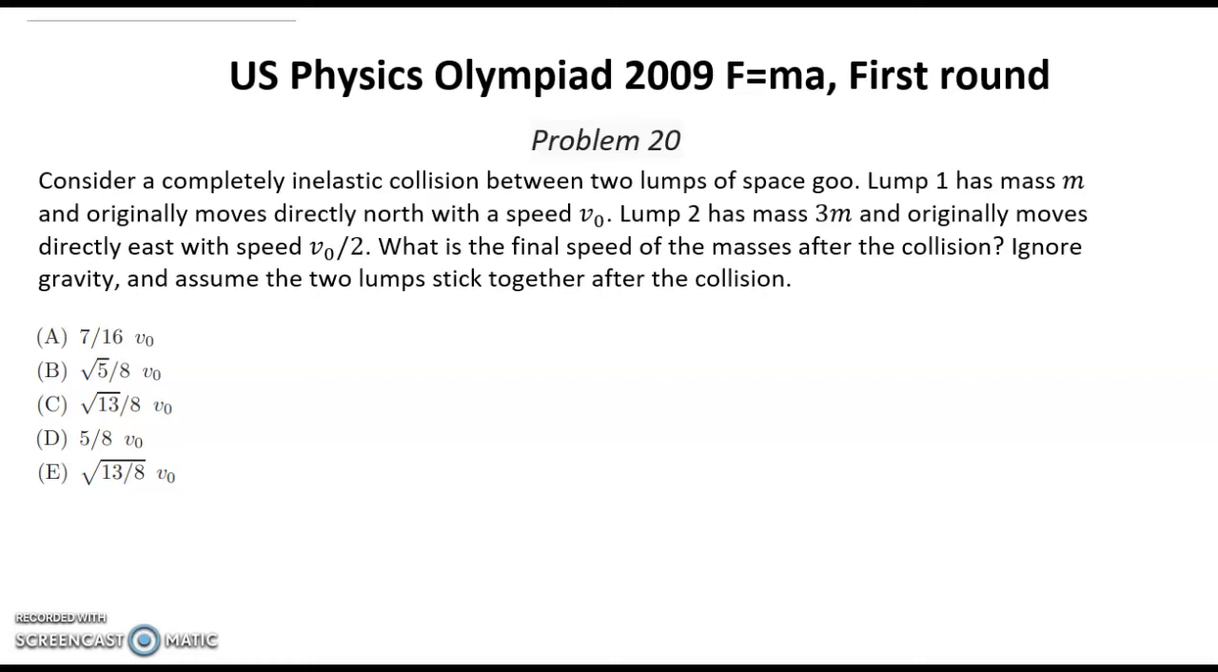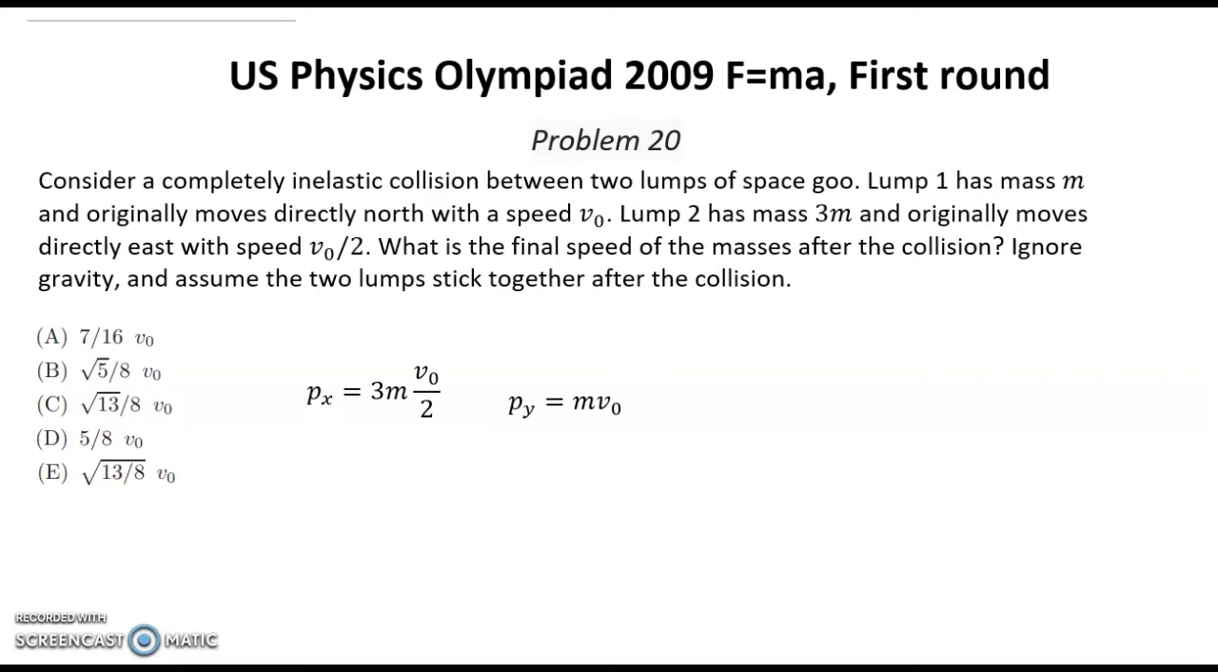Solution. Here we can use momentum conservation, and let's just count what is initial momentum and equalize it to final momentum. Initial momentum. In the x direction we have this expression. We have mass 3m multiplied by v0 over 2, that's momentum in x direction. Momentum in y direction, that's mass m multiplied by v0.